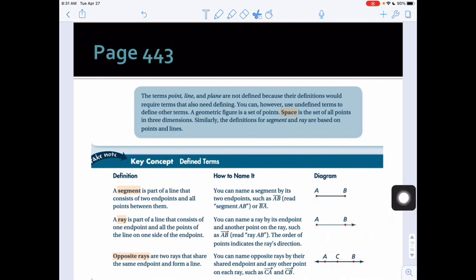Opposite rays are 2 rays that share the same endpoint and form a line. You can name opposite rays by their shared endpoint and any other point on each ray, such as ray CA and ray CB. So we will start both at the point C, which will be the endpoint for the ray, and we can say starting at C going forever towards A is 1 ray, starting at C and going forever towards B is another ray, and if we put these 2 rays together, we would get the line AB. You could say line CB, line BA, but this is an example of opposite rays.